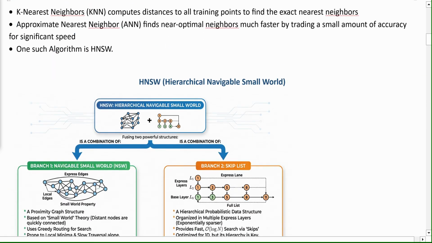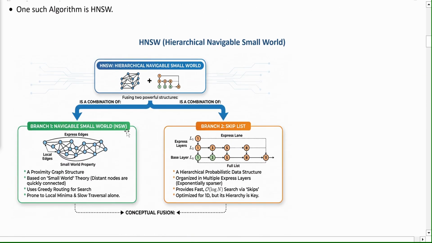See, this HNSW is just a combination of navigable small world and skip list. Now we discuss these two, navigable small world and skip list. Now let's discuss HNSW.